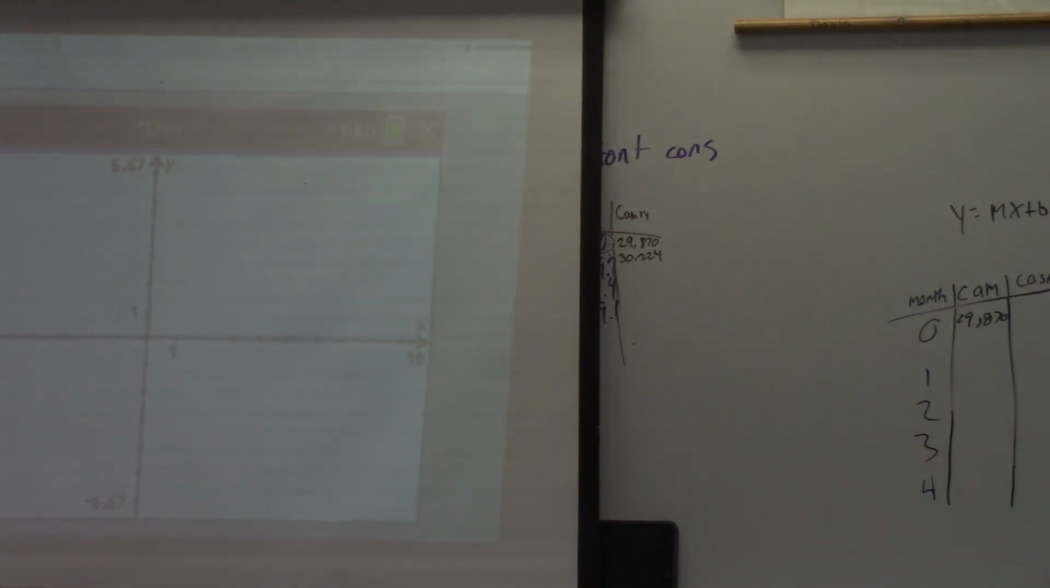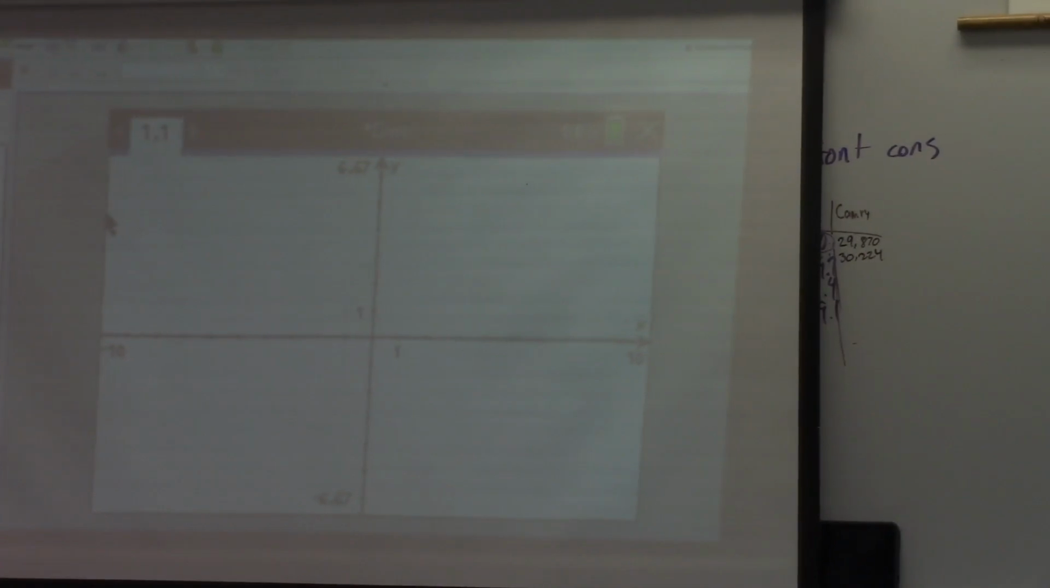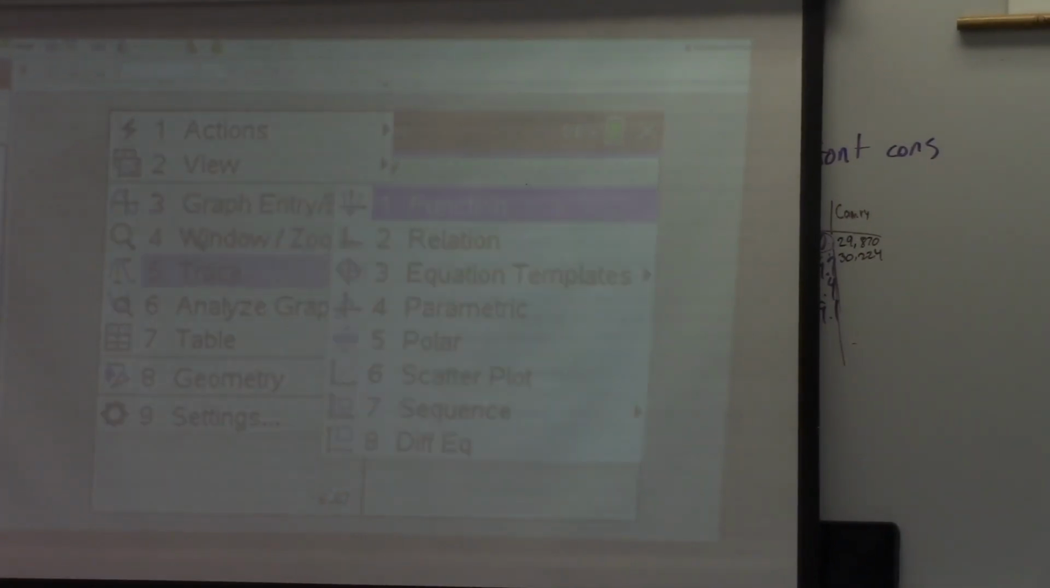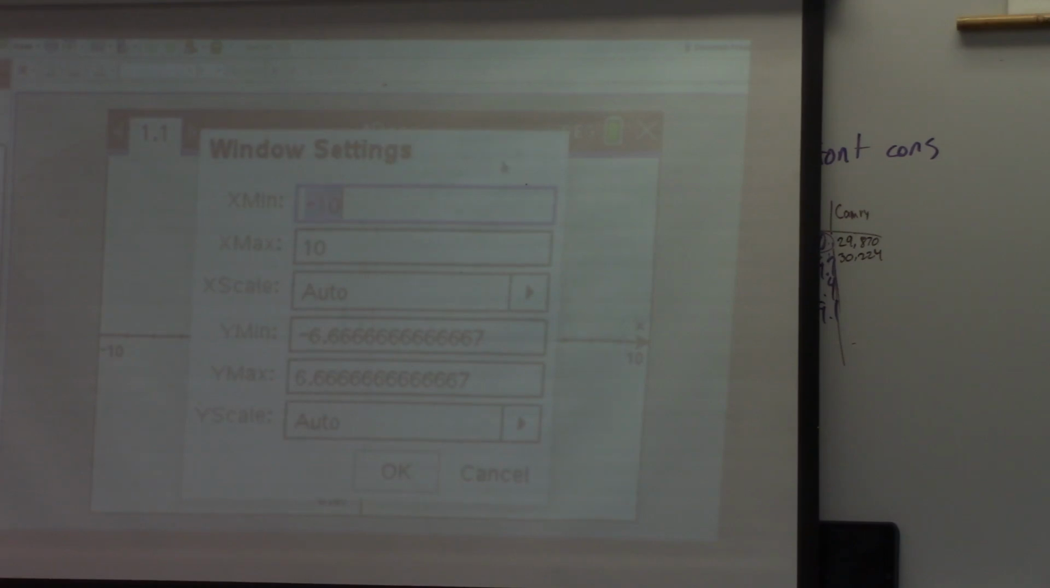6.67, right? So what do I go to do cool stuff? Menu. And you go to graph engine. No, I gotta zoom out my window, but remember, I recommend window settings. I'm gonna go to like 100 months. I don't know if that's right, I'm just guessing.